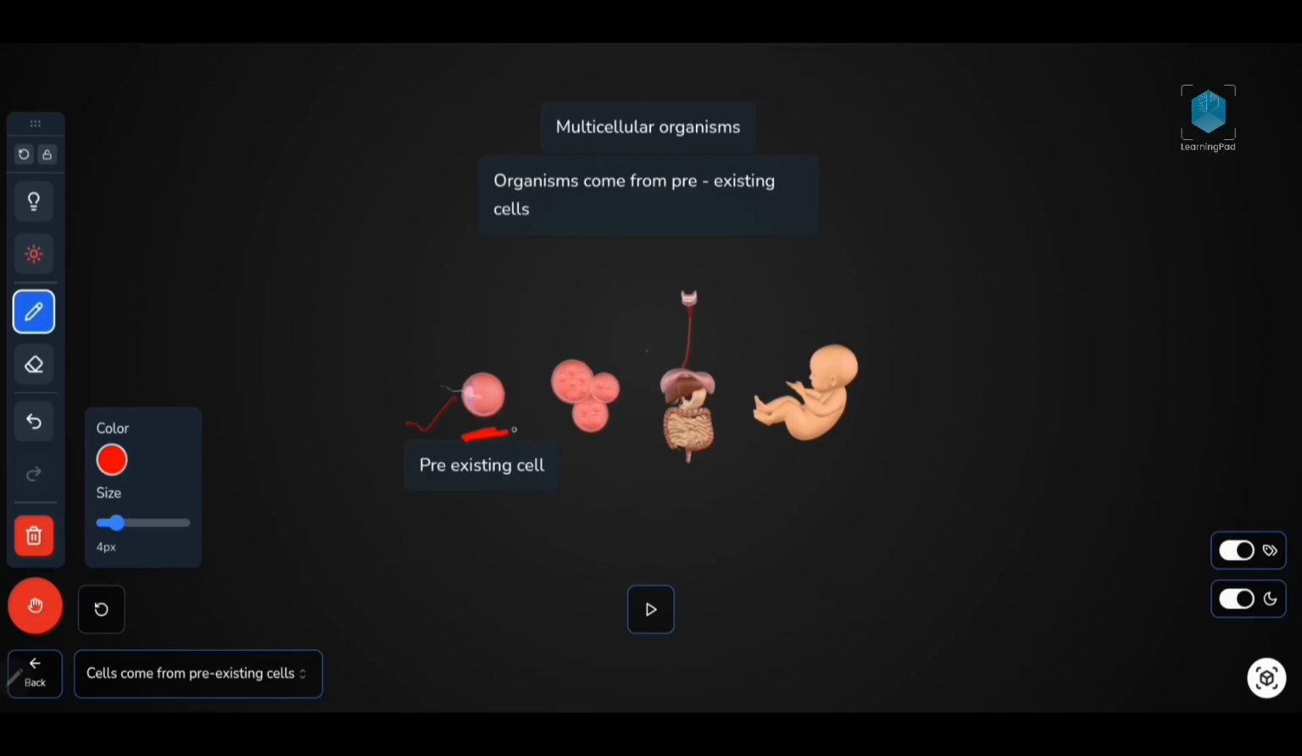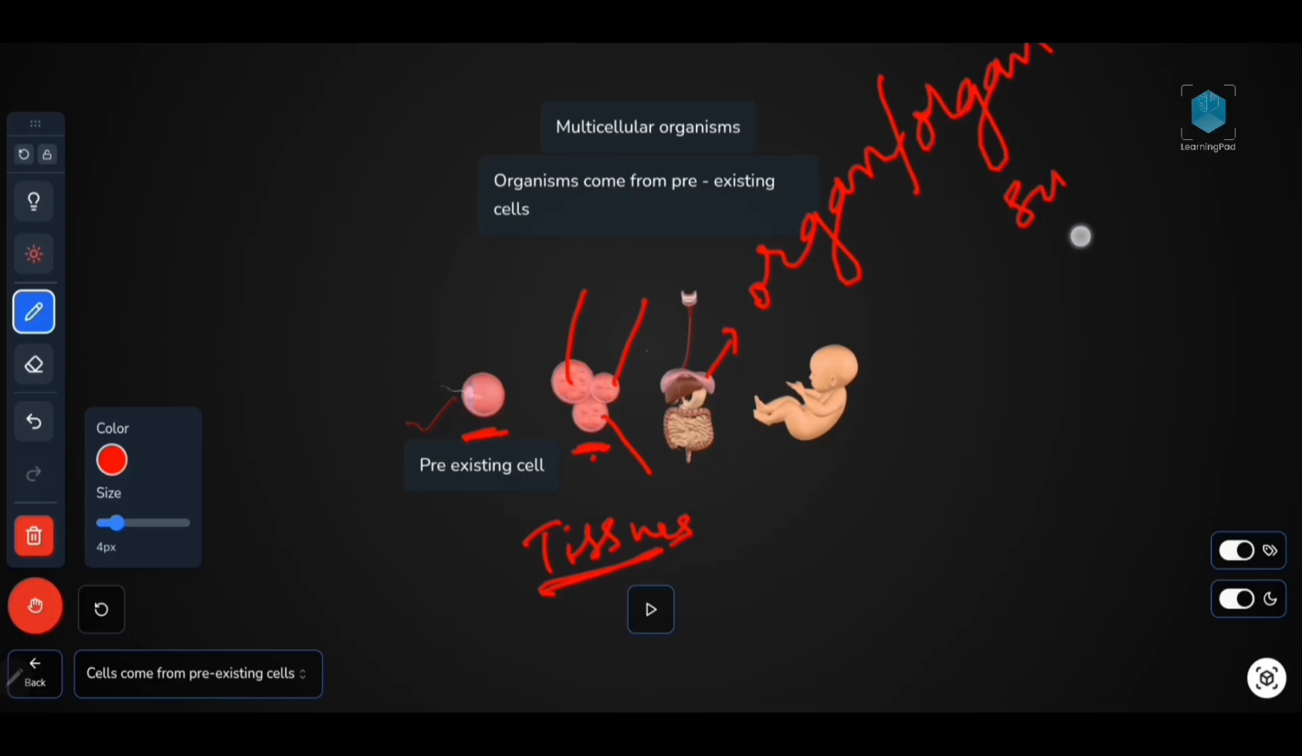So this zygote multiplies many times to form a group of cells. This group of cells is called a tissue. Now these tissues undergo a process called differentiation, where each group of cells is going to perform a specific function and form a specific organ. So after the formation of tissues, you see formation of organs and organ systems. Okay, so the tissues give rise to organs and organ systems, and later on an organism is formed. So here you can see an example in a multicellular organism.